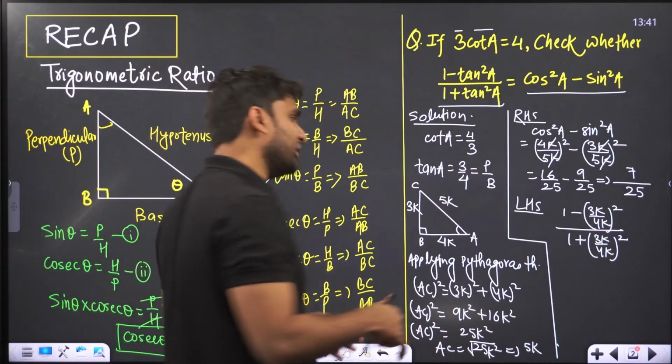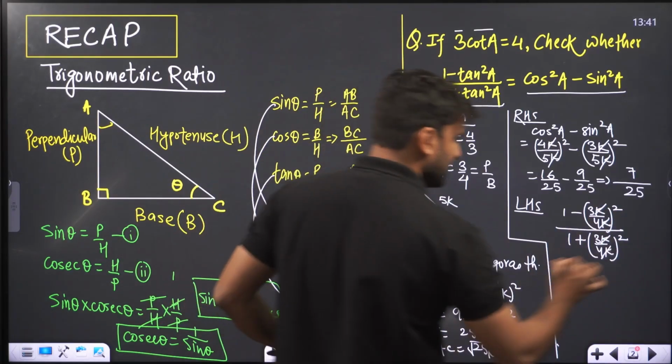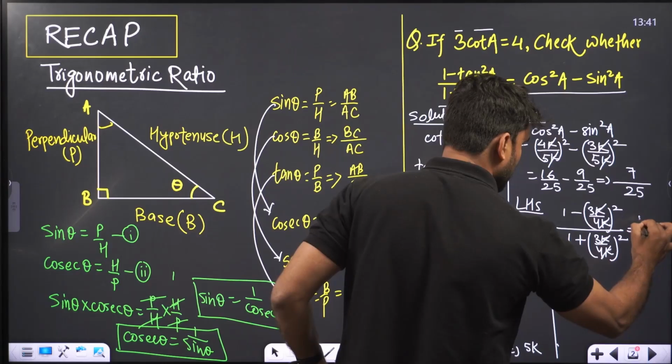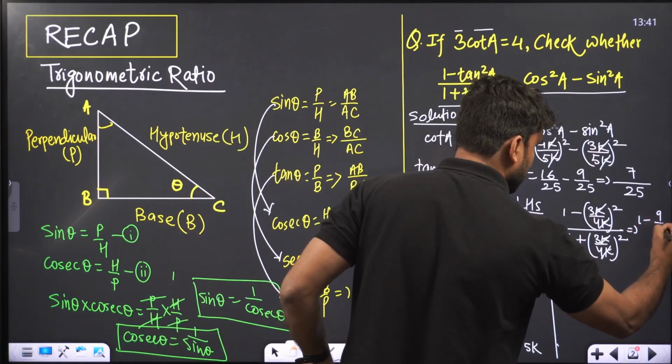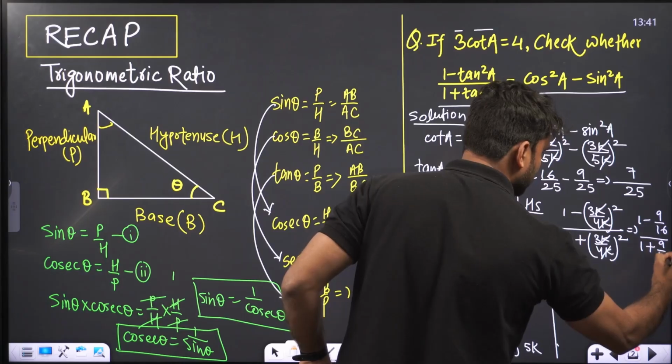Clear everyone? So now cancel. K will be cancelled with this K. So we have 1 minus 3 square is 9 and 4 square is 16. 1 plus 3 square is 9 and 4 square is 16.